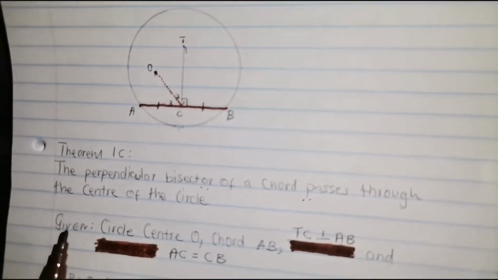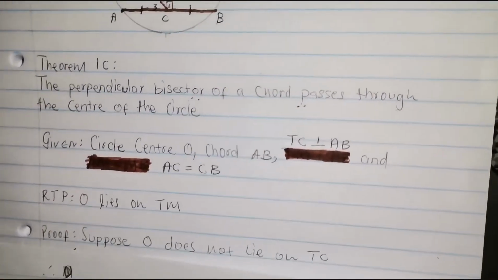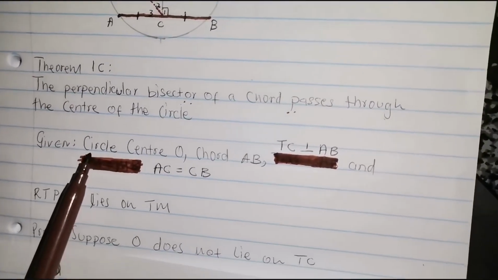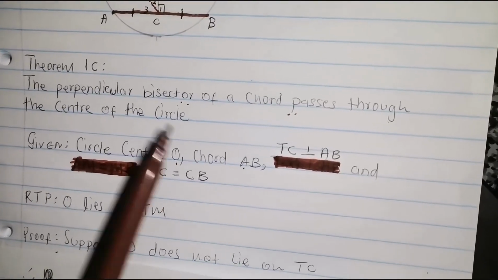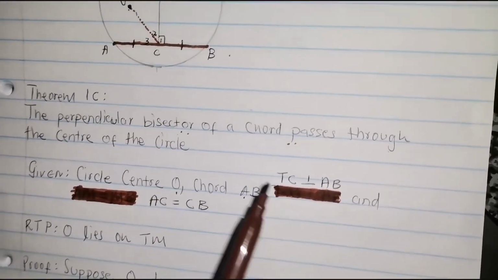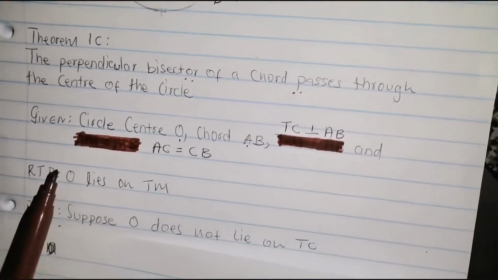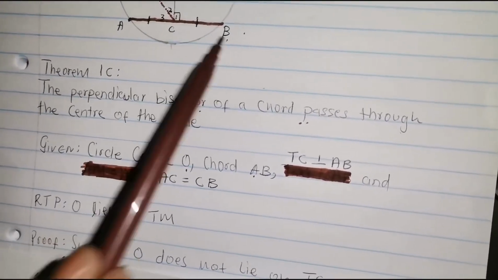Yes. What is it that is given here? We are given that circle center O, chord AB, then TC is perpendicular to AB, and AC is equal to CB.